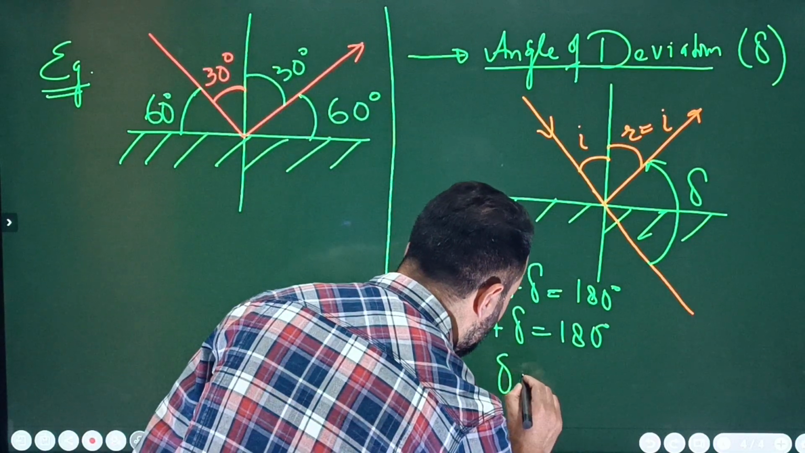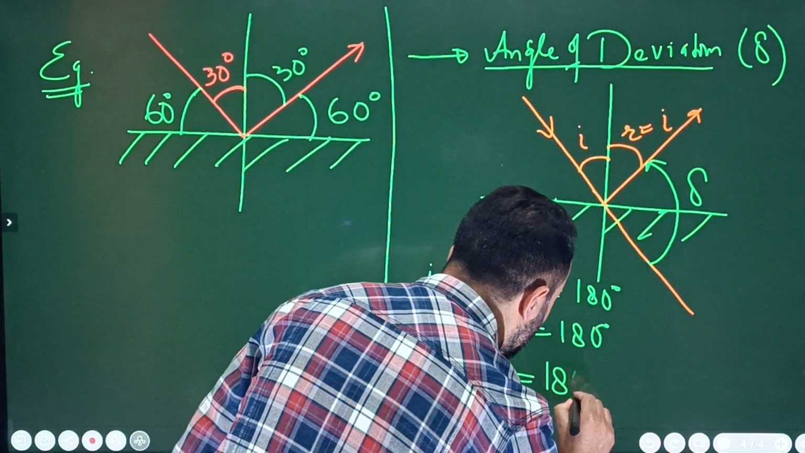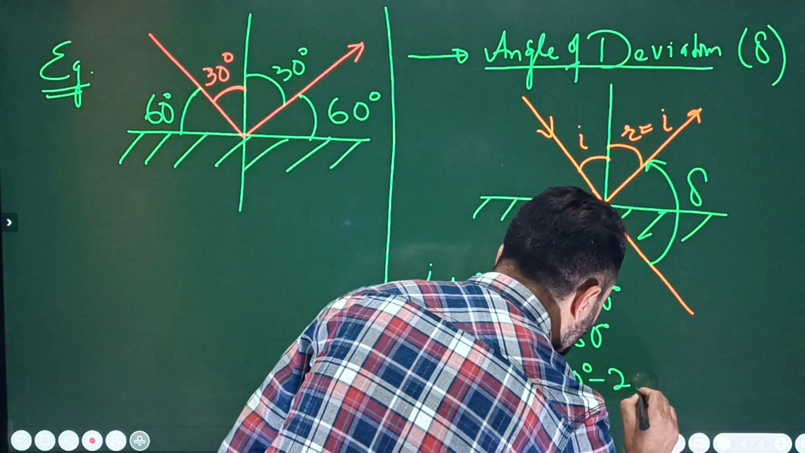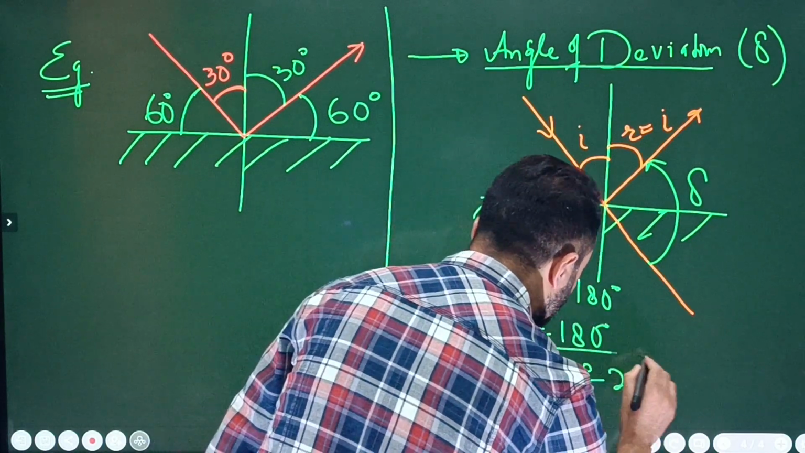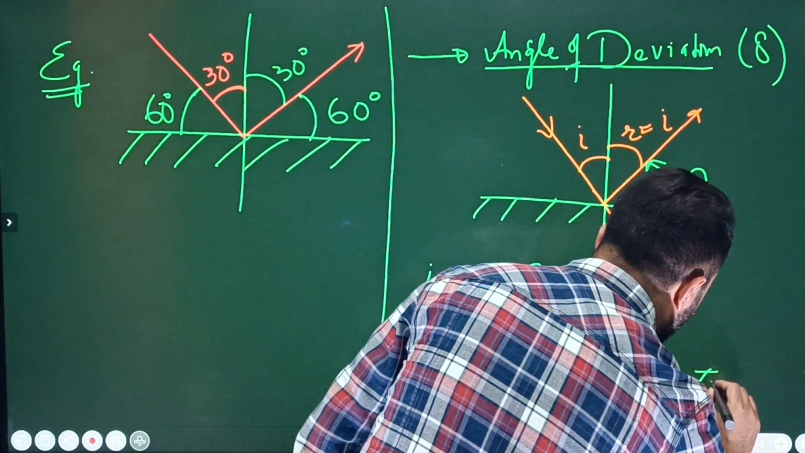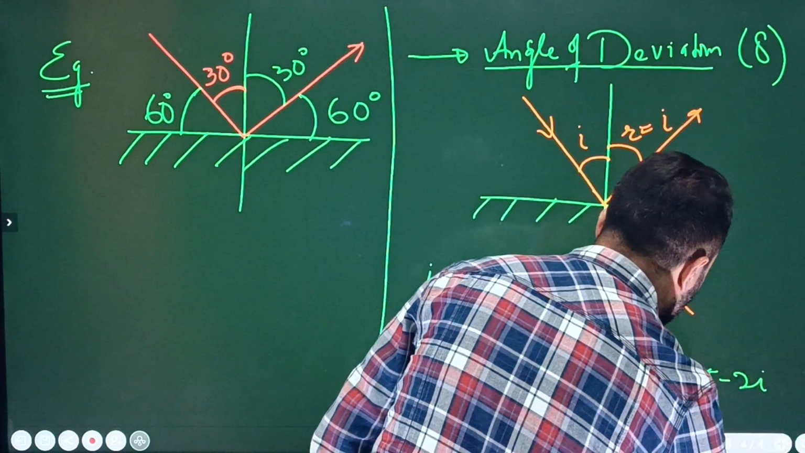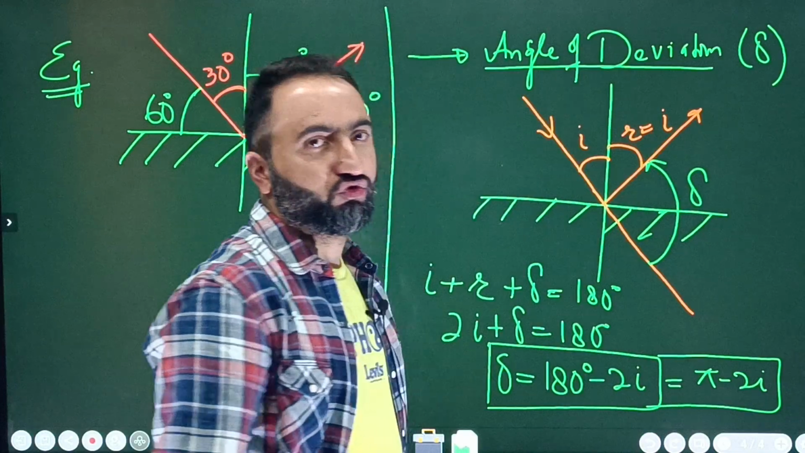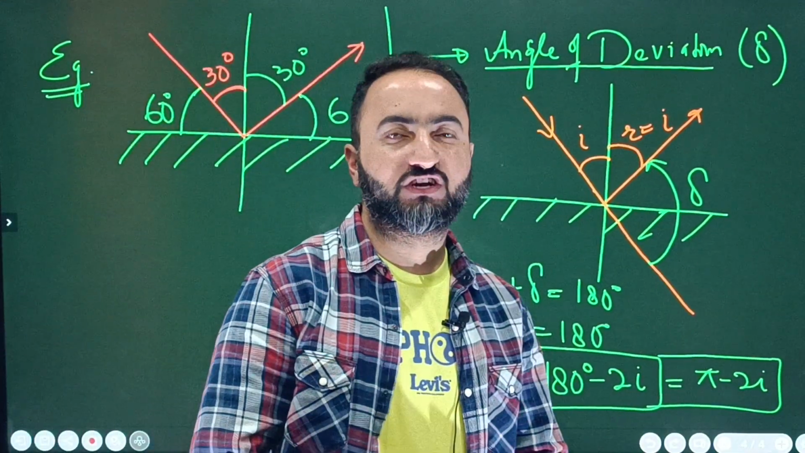So what is the value of delta? Delta is simply equal to 180 degree minus twice angle of incidence. Okay, that's great. So this is the answer, or you can write it like pi minus twice i, where pi is the pi radian. So we'll use the equation number first or the equation number second.